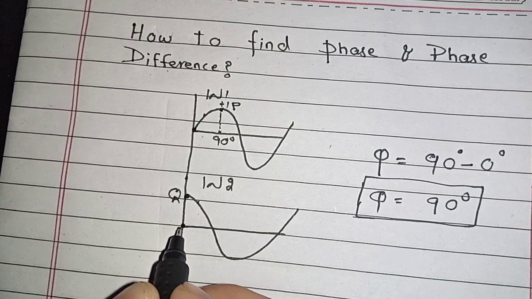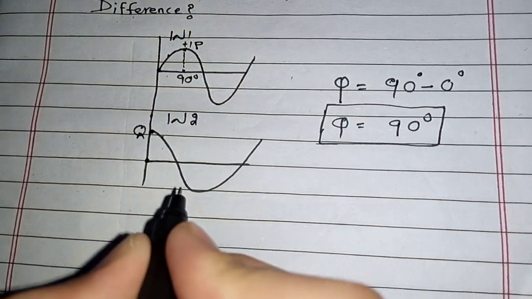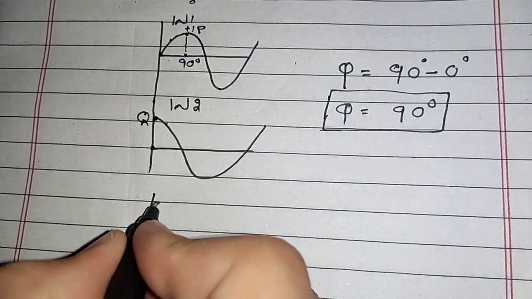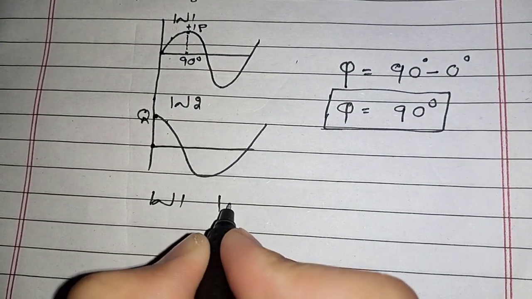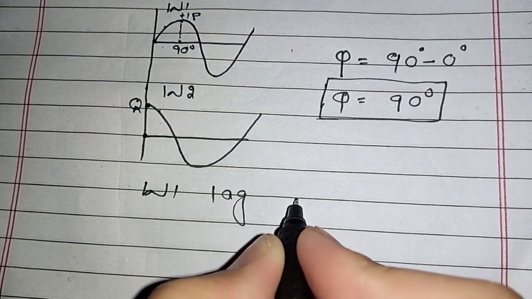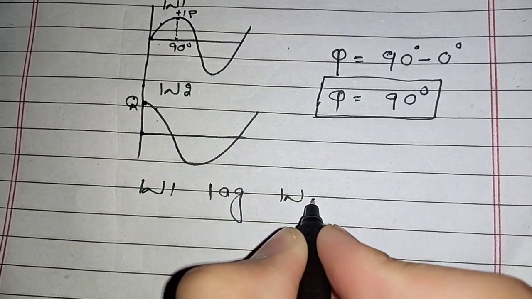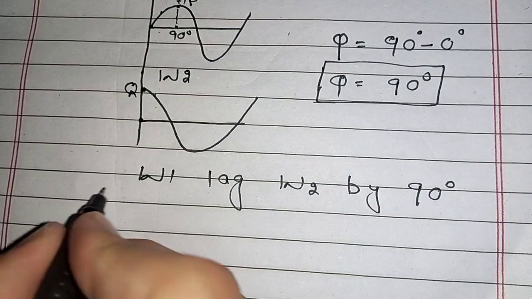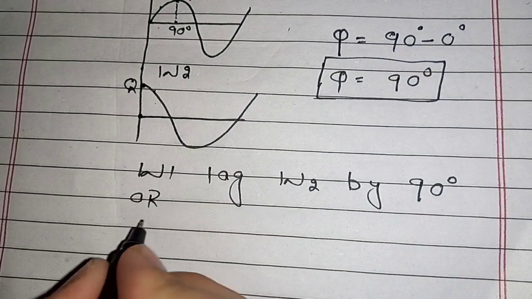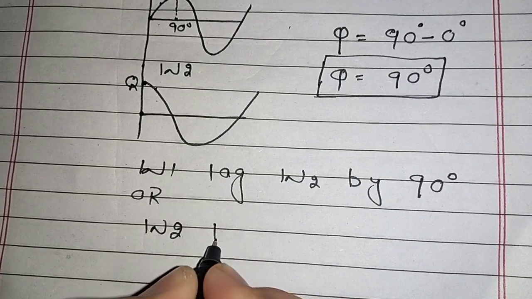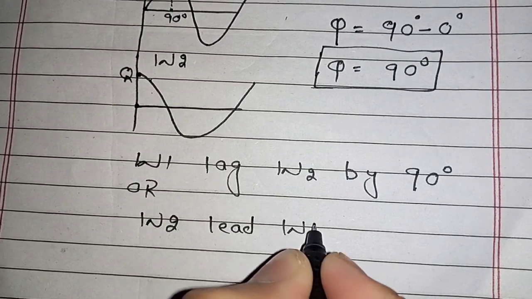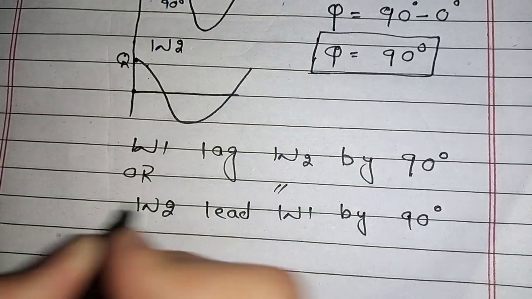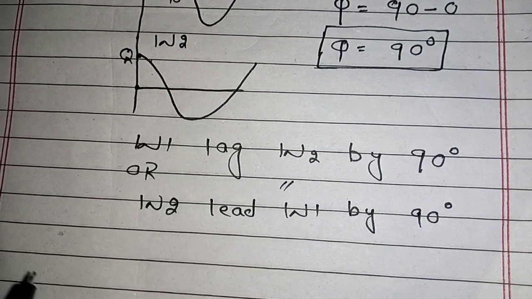Let's take another example. But first, let me make the clear distinction between these two. Wave 1 lags wave 2 by an angle of 90 degrees, or wave 2 leads wave 1 by an angle of 90 degrees. So these two are basically the same statement. Now let's move to the next example.